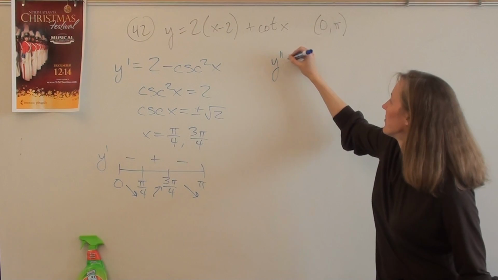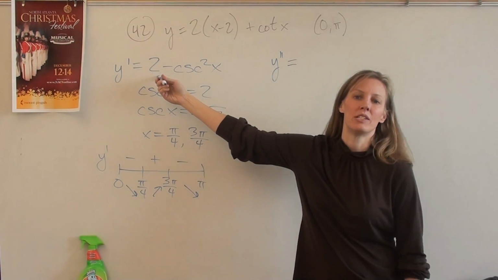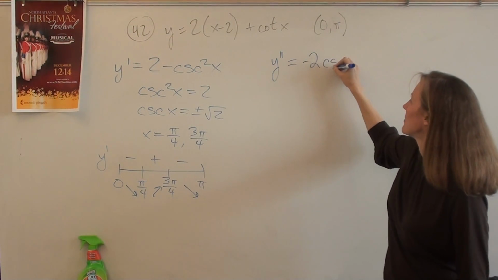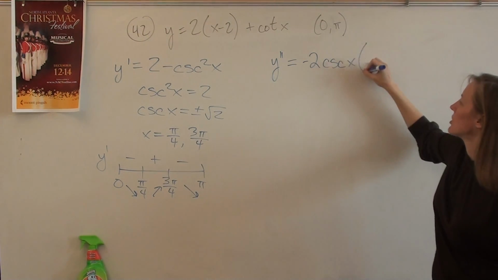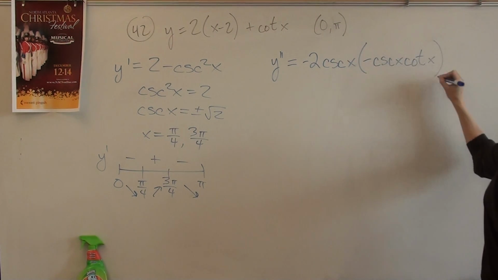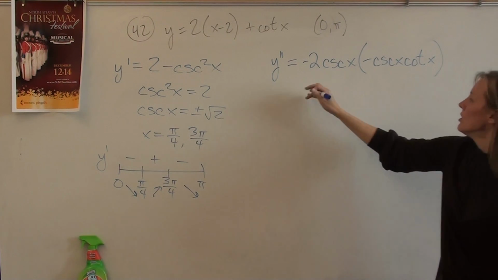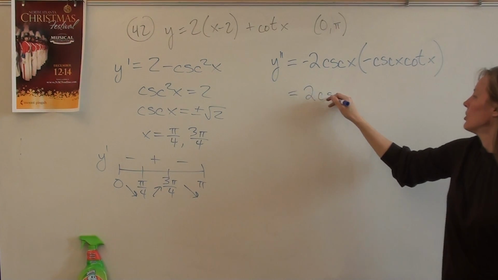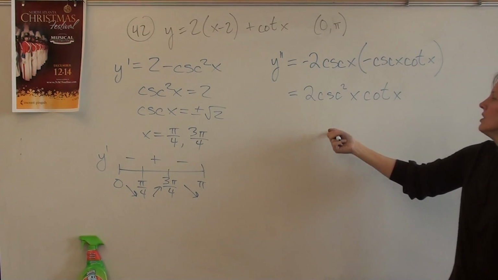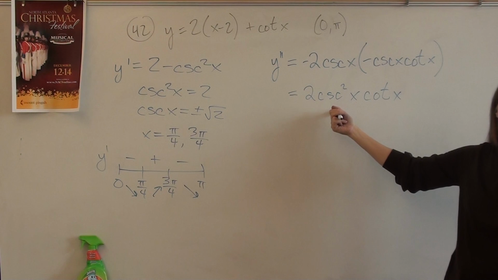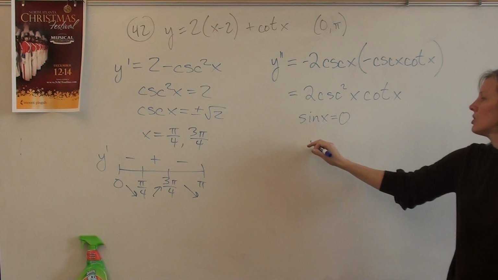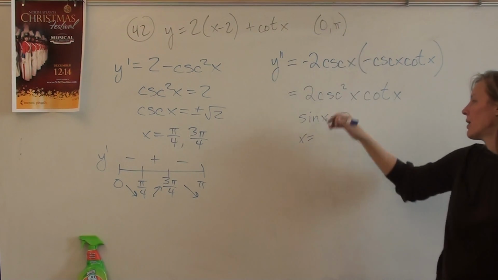Y double prime. This derivative is 0. Okay, so we're going to use chain rule, minus 2 times cosecant x to the first times the derivative of cosecant, which is negative cosecant cotangent. Ooh. So we end up with positive 2 cosecant squared x cotangent x. This guy is never 0, but it is undefined when sine equals 0. So we get a critical number at 0 and pi, which are the endpoints, right?